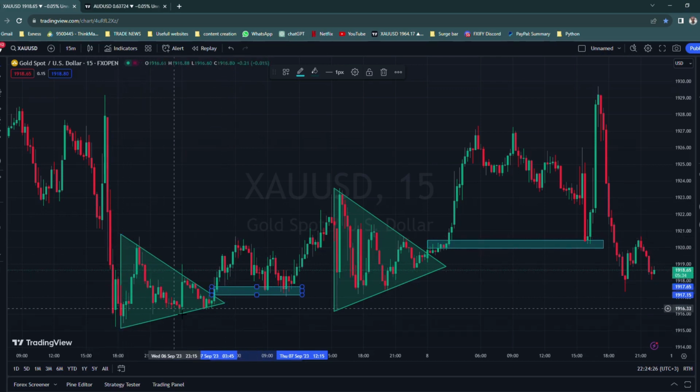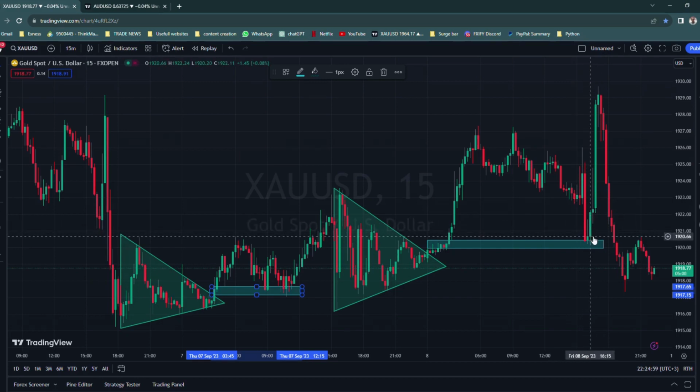So symmetric triangle, price breaks to the upside and retests into the demand where you can get an opportunity to buy. Symmetric triangle again, price breaks to the upside. This is also a buy opportunity, but the retest is more confirmed, and we can call it a smart risk or a high probability setup. So these are the setups we are always looking for in the market, high probability setups.